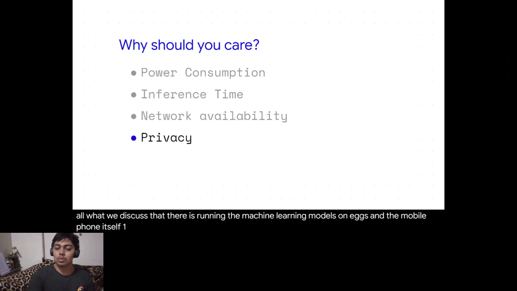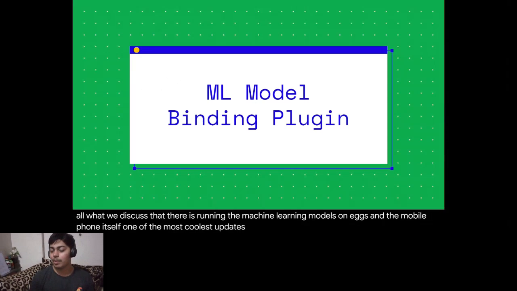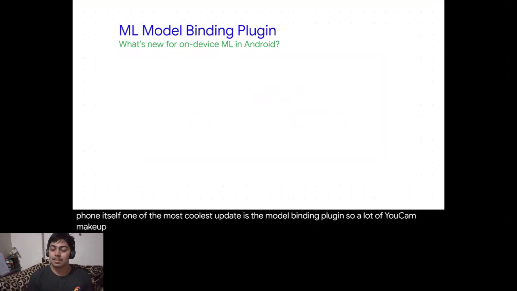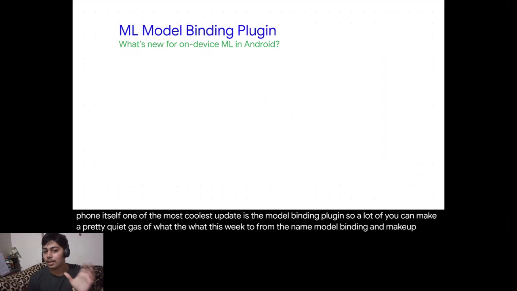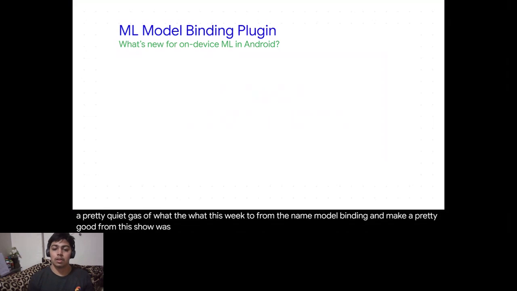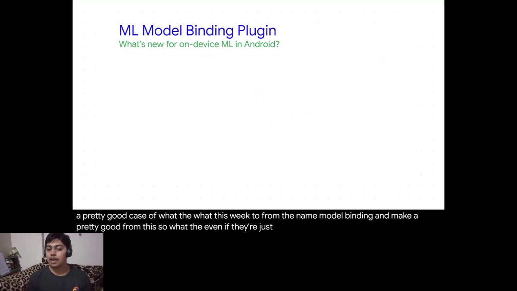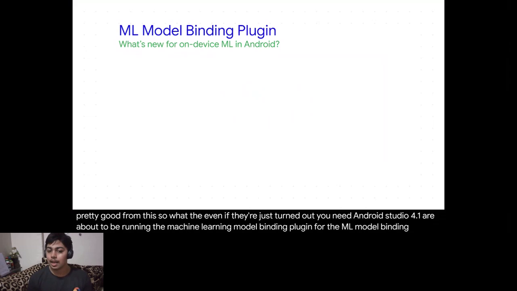One of the coolest updates is the model binding plugin. A lot of you can make a pretty good guess of what this would do from the name, model binding. Before I move any further, just a note: you need Android Studio 4.1 or above to be running the machine learning model binding plugin, or the ML model binding plugin, as you may call it.